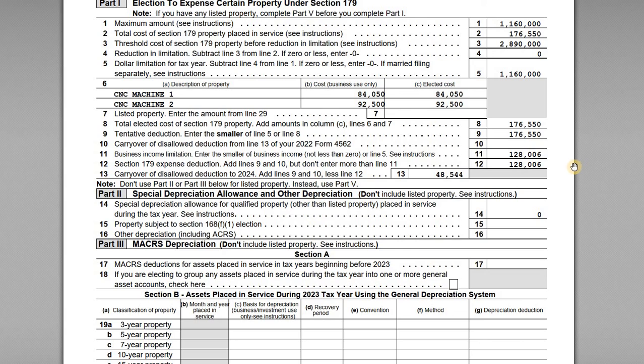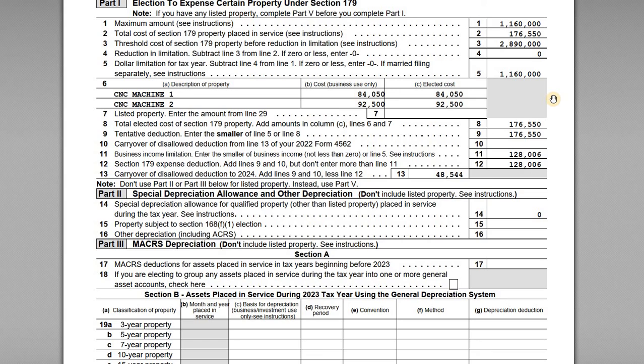So the tentative deduction here is going to be the smaller of line 5 or line 8. So 176,550. It's below the 1.16 million. So at this point in the process, you can deduct the entire cost of the property. Right? We're getting the full 176,550. However, now we have to look at the taxable income limitation.